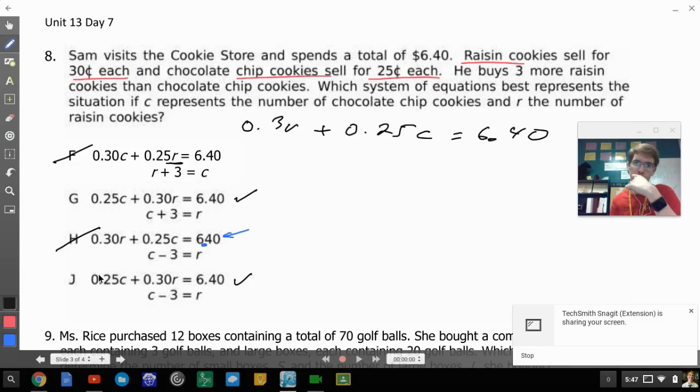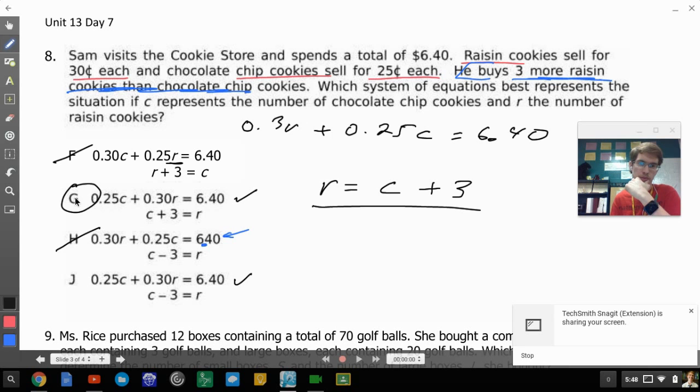Now we need to look for more information here. He buys 3 more raisin cookies than chocolate chip cookies. So that means the raisin is more. Raisin is 3 more than the chocolate chip. So this is actually our valid equation, which in this case, R equals C plus 3. That actually works. There we go.